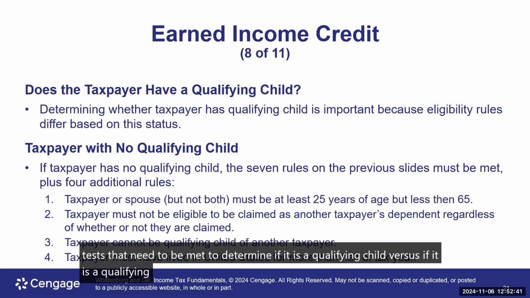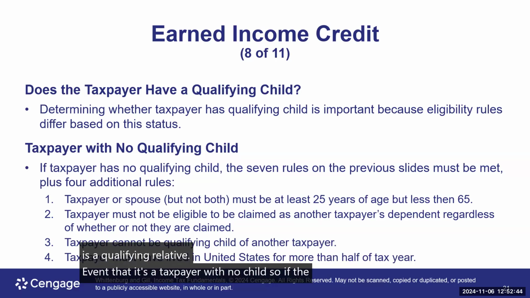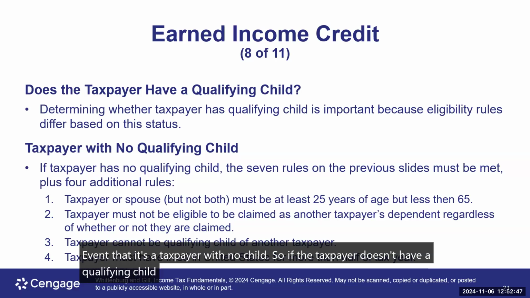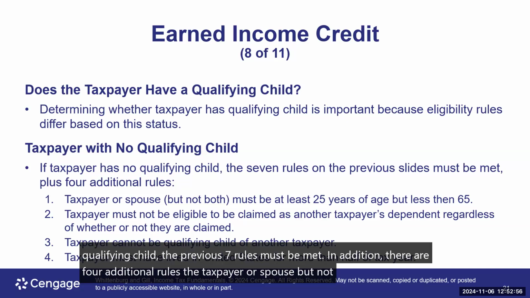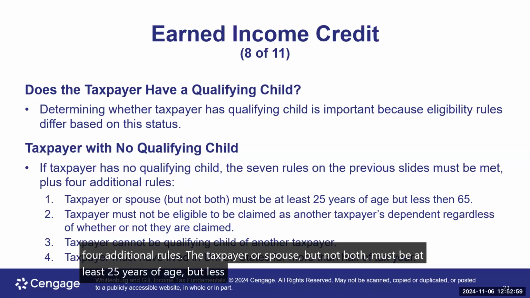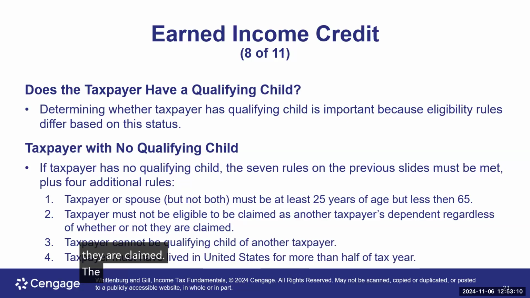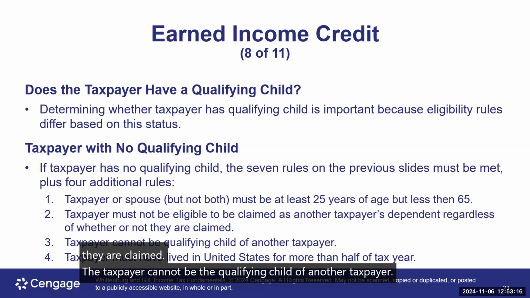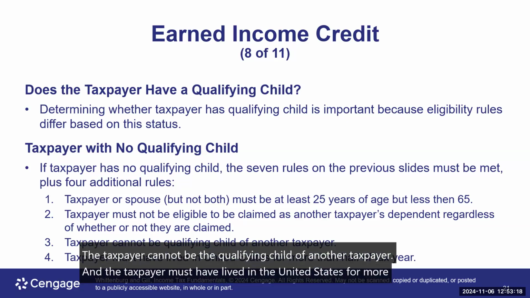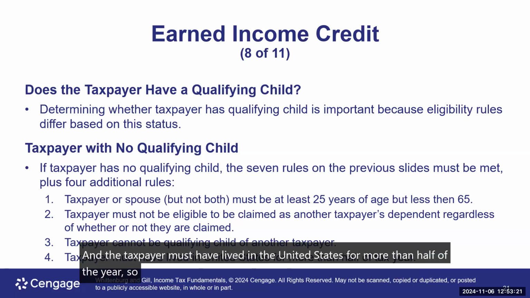In the event that the taxpayer doesn't have a qualifying child, the previous 7 rules must be met. In addition, there are 4 additional rules. The taxpayer or spouse, but not both, must be at least 25 years of age, but less than 65. The taxpayer must not be eligible to be claimed as another taxpayer's dependent, regardless of whether or not they're claimed. The taxpayer cannot be the qualifying child of another taxpayer, and the taxpayer must have lived in the United States for more than half of the year, so 6 months or more.